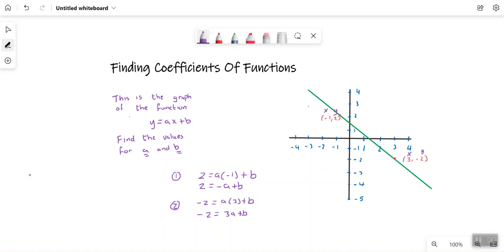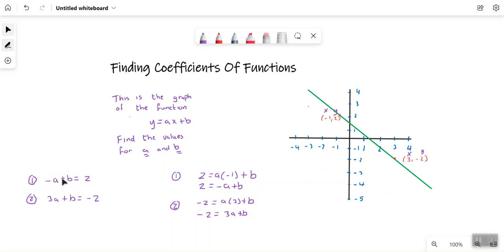Let's rewrite them over here so that it looks tidier. So we have equation 1, which we can write as -a plus b is equal to 2. And then we can rewrite this one down here. Equation 2 looks something like this: 3a plus b is equal to -2.